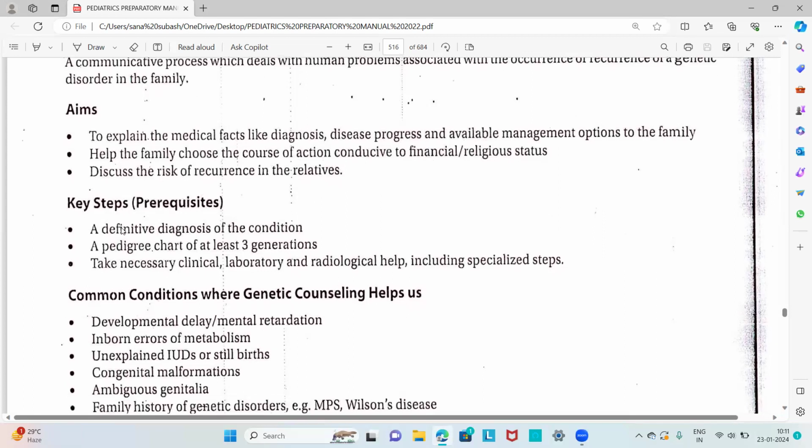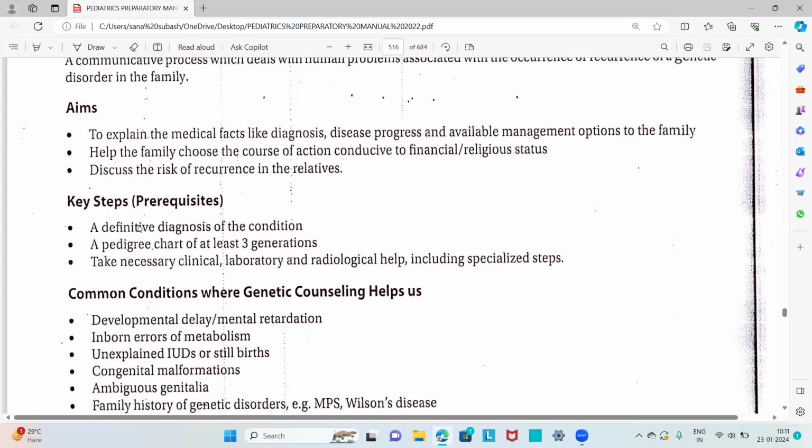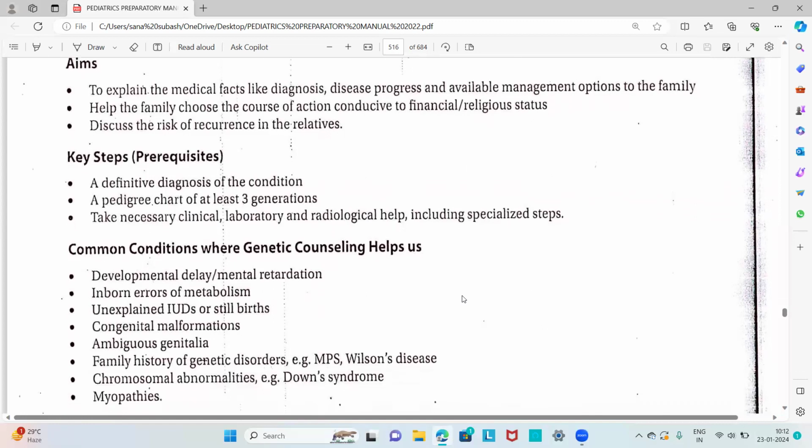Then what are the prerequisites for the genetic counseling? A definitive diagnosis of the condition should be required before we have the genetic counseling, and a pedigree chart of at least 3 generations should be there, and we take necessary clinical, laboratory, and radiological help, including specialized tests. So these are the prerequisites for the genetic counseling.